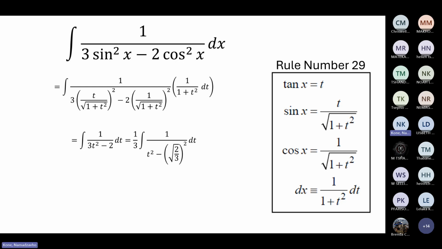Rule number 29 applied. So rule number 29 is which trig or hyperbolic function? Arc of what? Is it arc cosh or arc coth? Coth. Coth with an H, right?